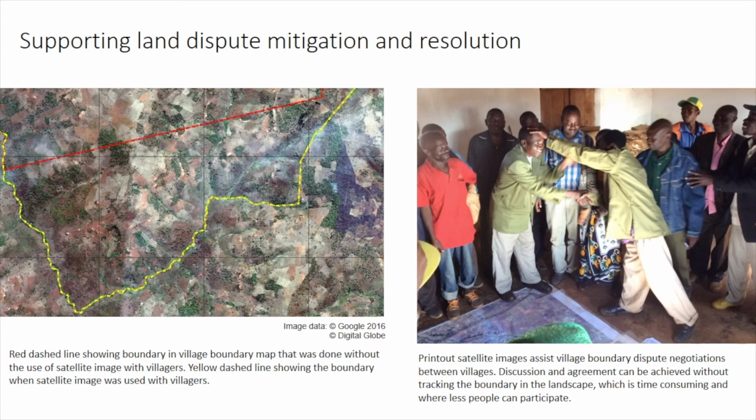The photo on the right is from a village where the satellite image was used to solve a village boundary dispute between two villages. The representatives of the two villages were able to discuss and reach an agreement about the boundary without having to track the boundary on the ground, which in the past had been done to try to solve the dispute.